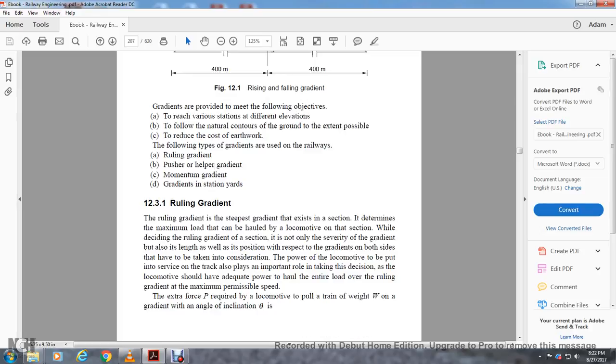12.3.1. Ruling gradient. The ruling gradient is the gradient that exists for the section and determines the maximum load that can be hauled by the locomotive on the section. While designing the ruling gradient of the railway on the section, not only the severity of the gradient but also the length, as well as the position with respect to the gradient on both sides, has to be taken into consideration.